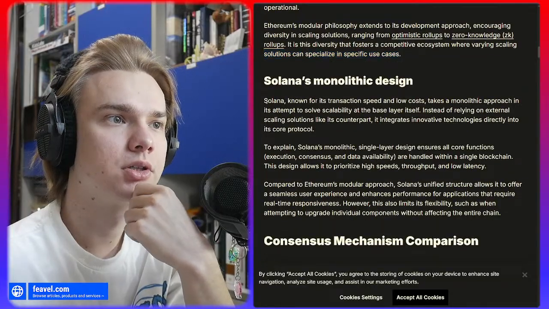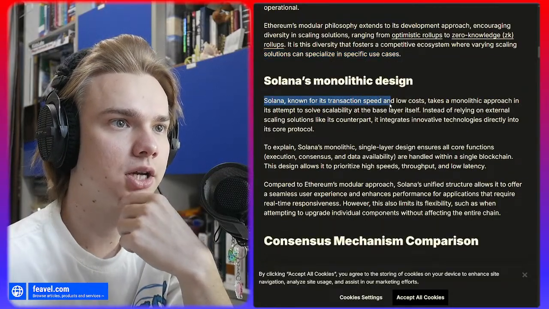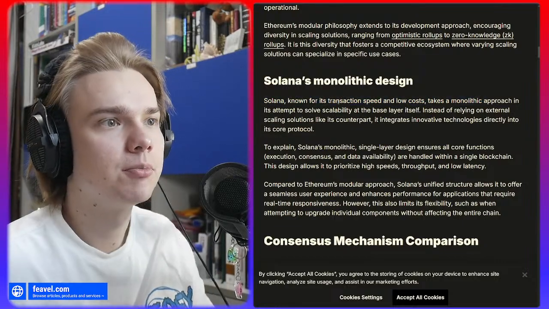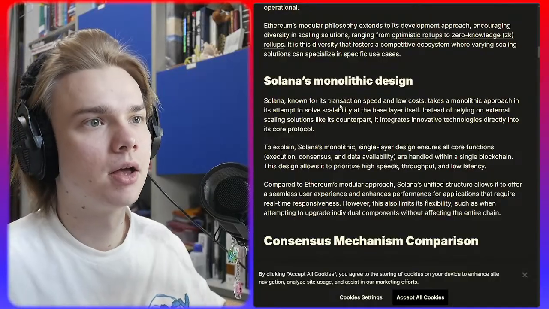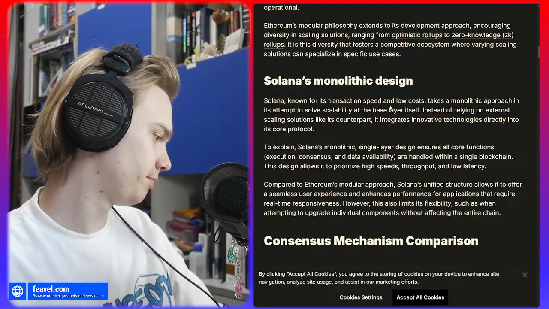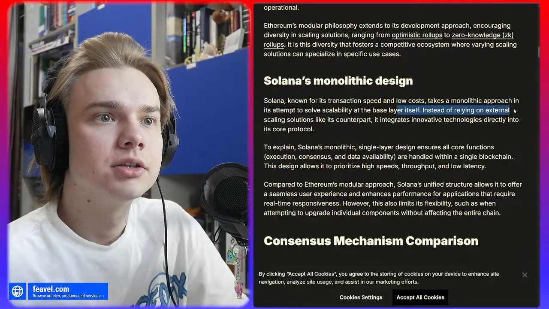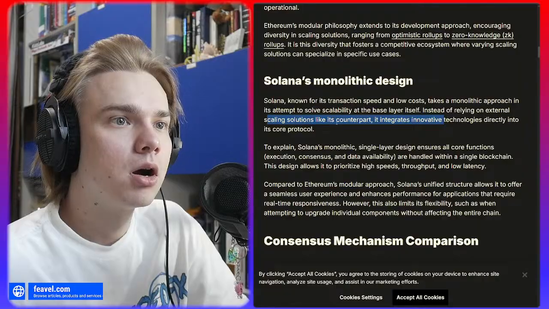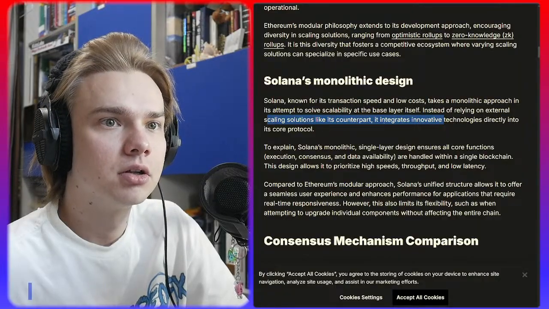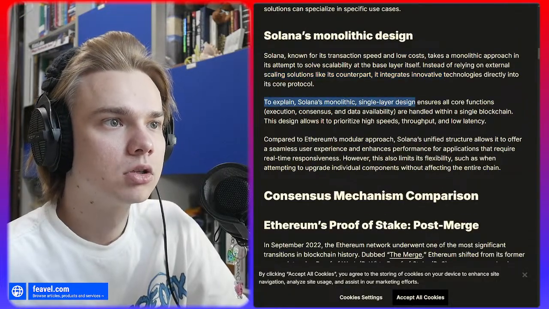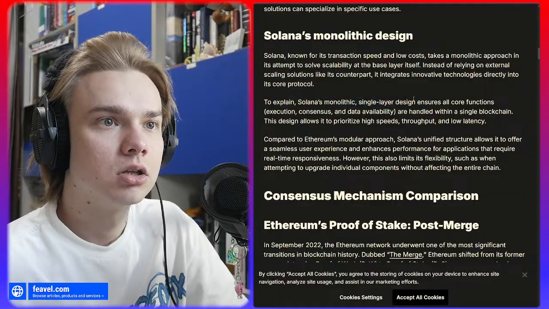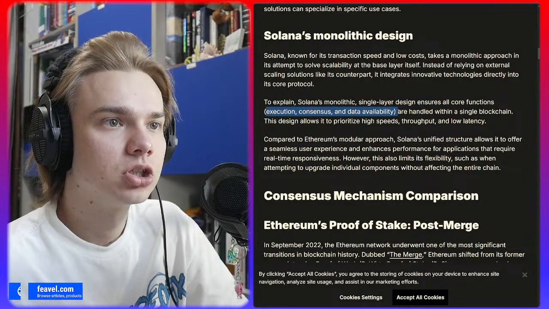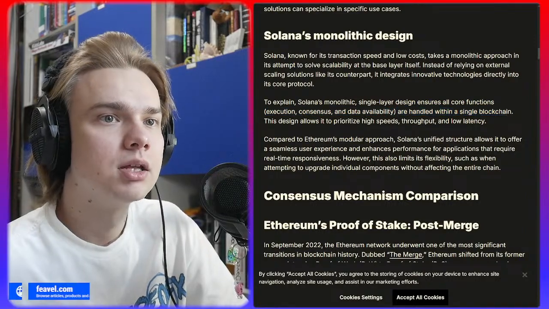Solana, monolithic design. Solana, known for its transaction speed and low costs, takes a monolithic approach in its attempts to solve scalability at the base layer itself, instead of relying on external scaling solutions like Ethereum's layer-2 counterparts. It integrates innovative technologies directly into its core protocol. To explain, Solana's monolithic single-layer design ensures all functions, executions, consensus, and data visibility are handled within a single blockchain.